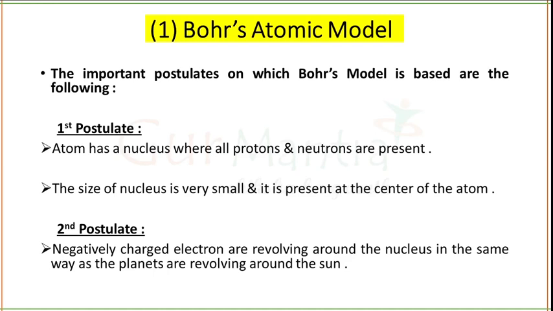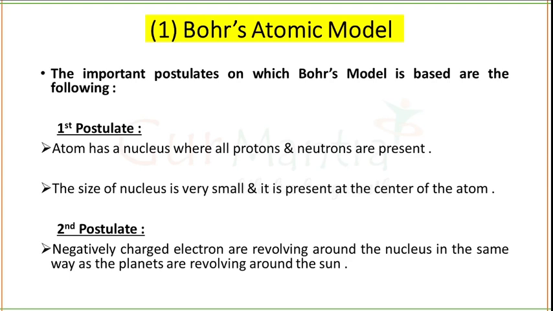In 1913, Niels Bohr proposed a theory for the hydrogen atom based on quantum theory that energy is transferred only in certain well-defined quantities. He proposed some important postulates regarding hydrogen-like species or for hydrogen atom.